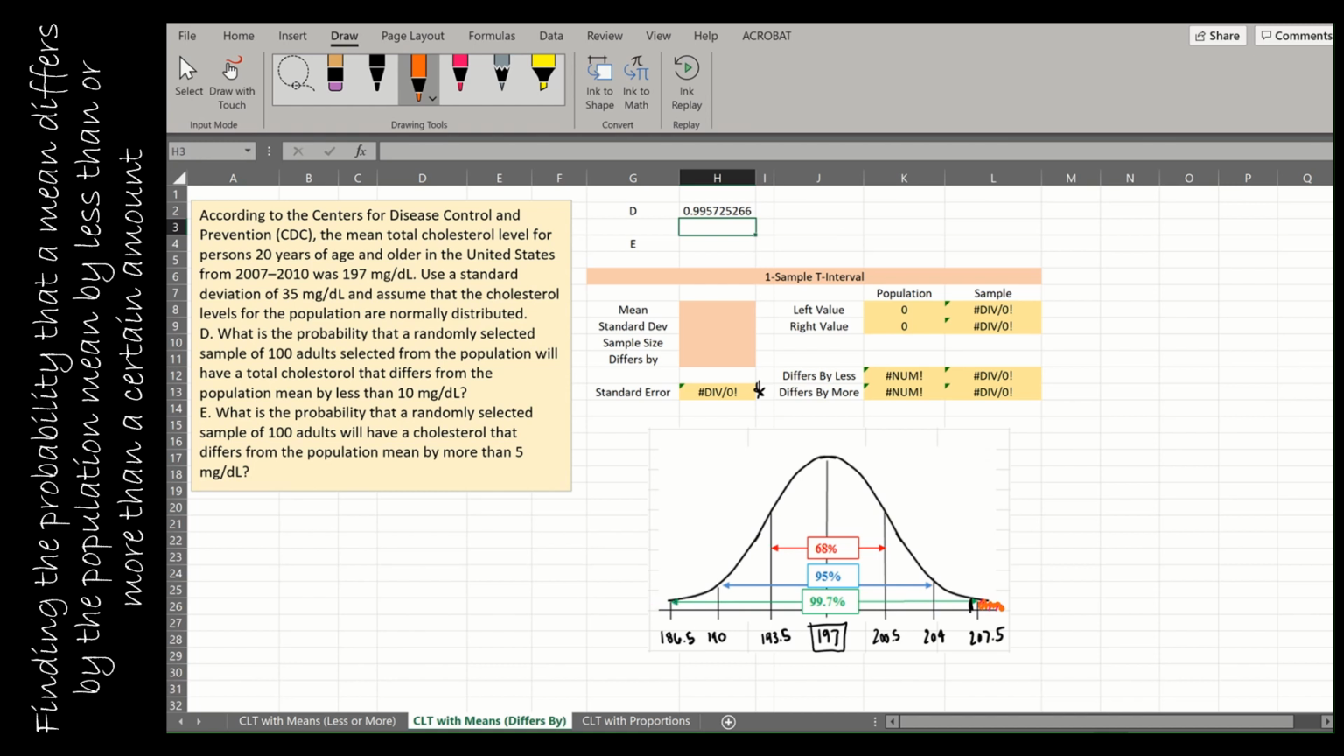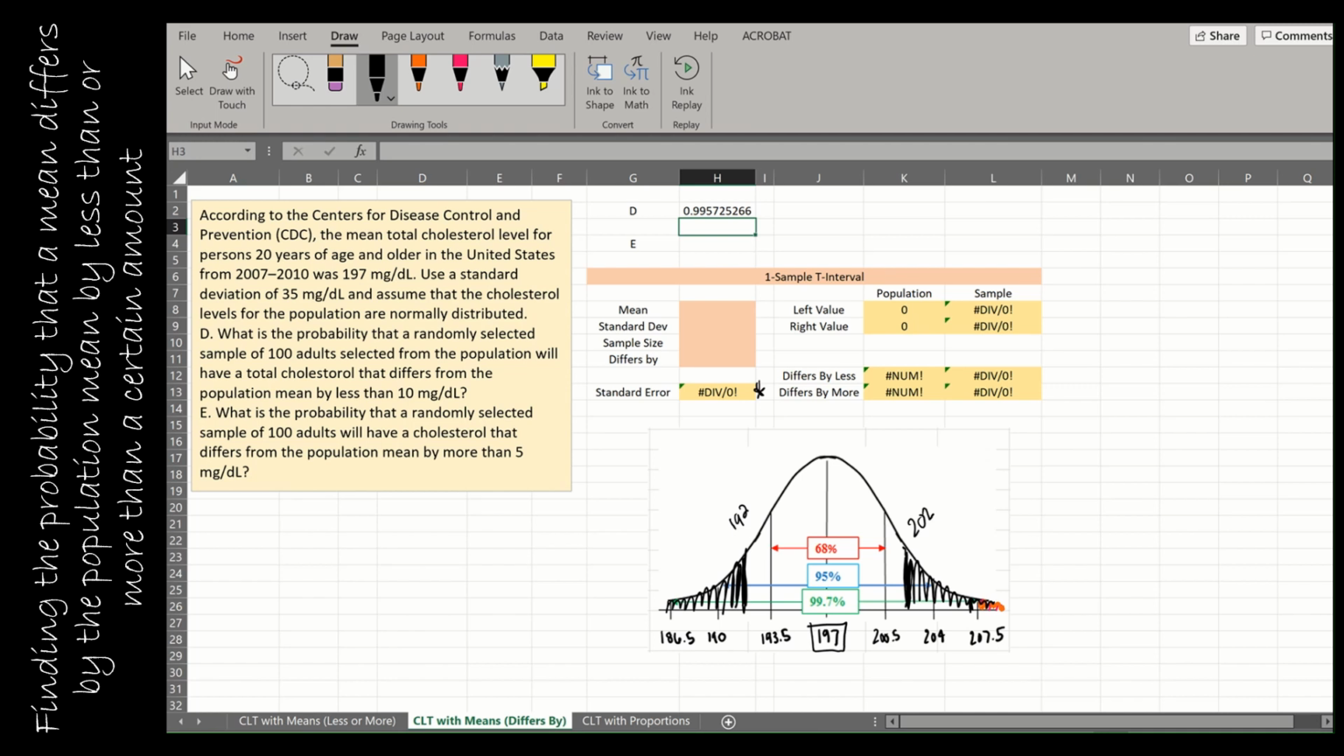The probability that the randomly selected sample of 100 adults will have a cholesterol that differs from the population by more than 5. So now let's take a look at 5. 5 to the left would be 192, which is somewhere in here. 5 to the right would be 202, which is somewhere in here. And we want that the population will differ by more than that. So more than 5 would be further away from the mean. So really what we're saying is we want the 2 tails.